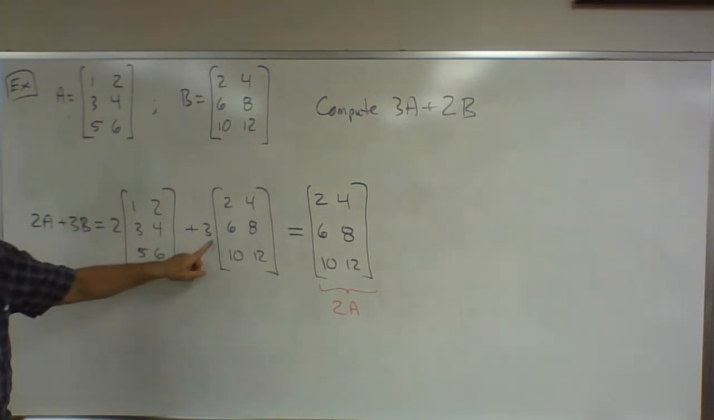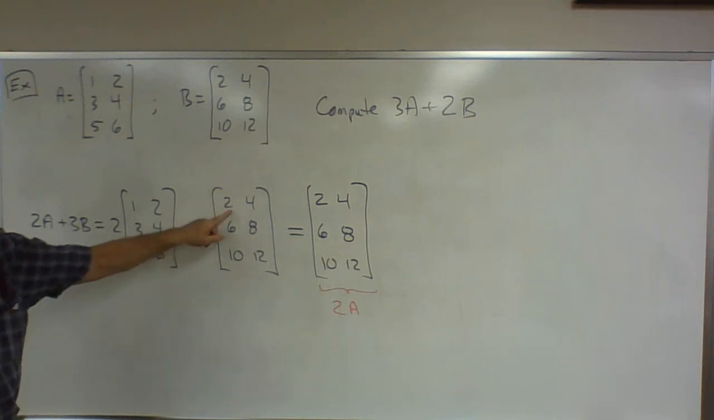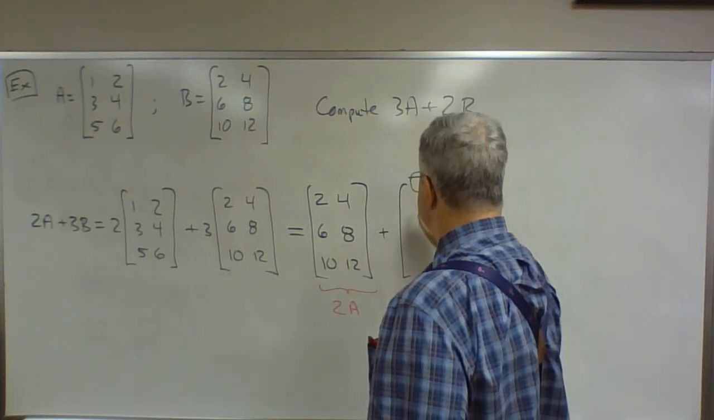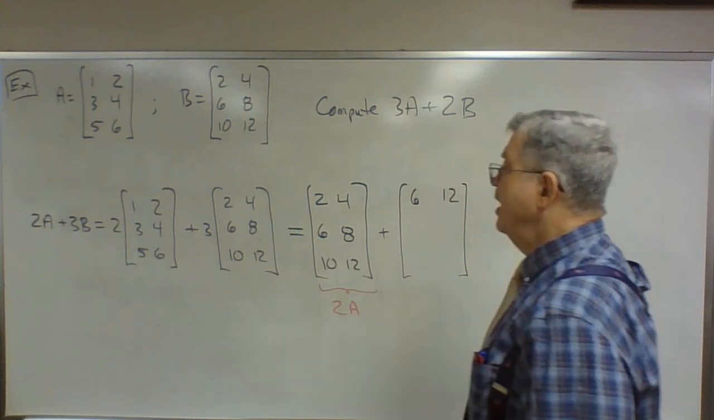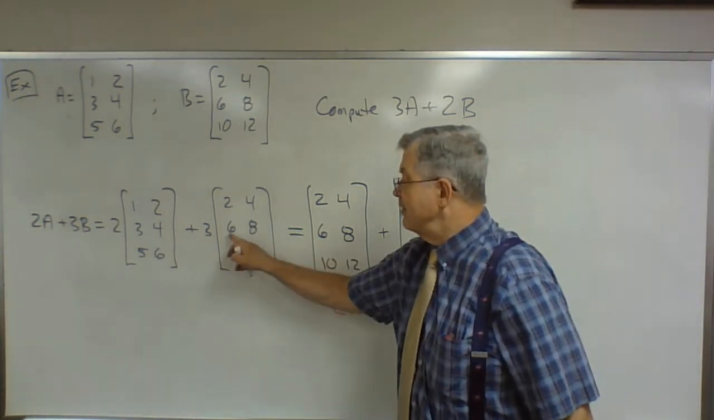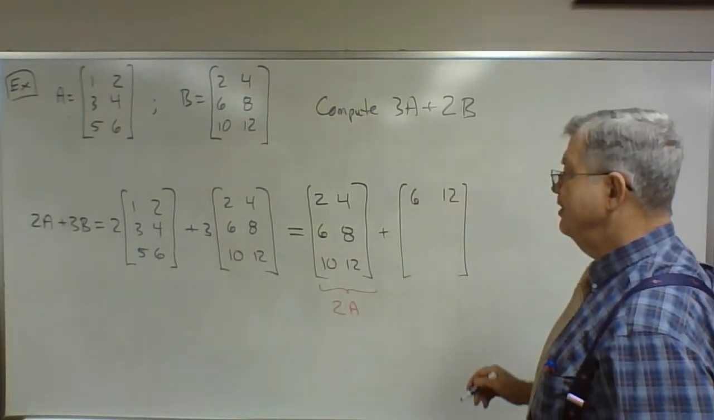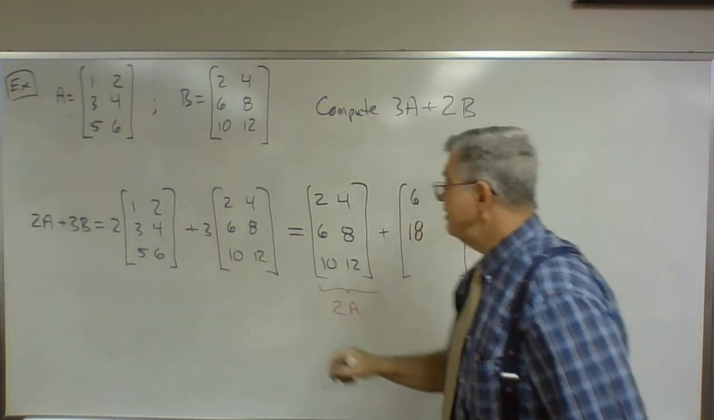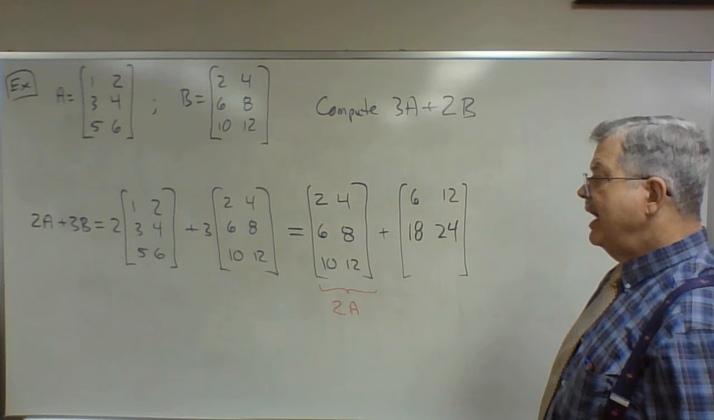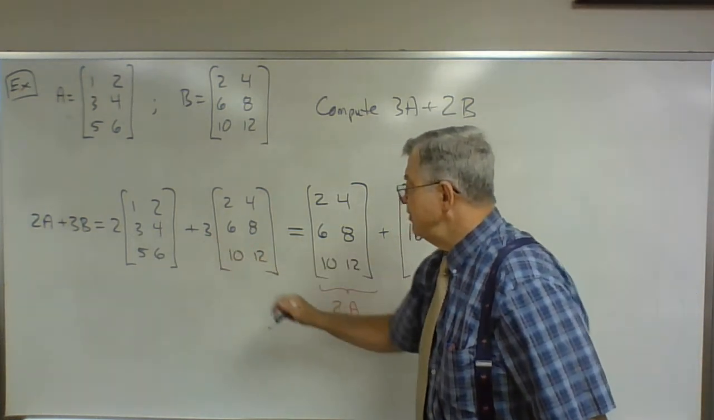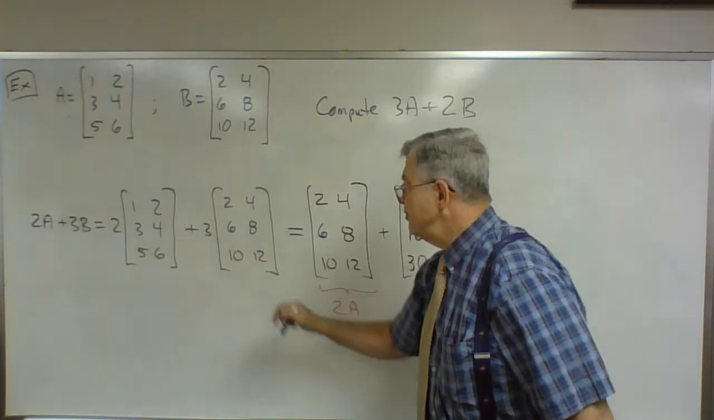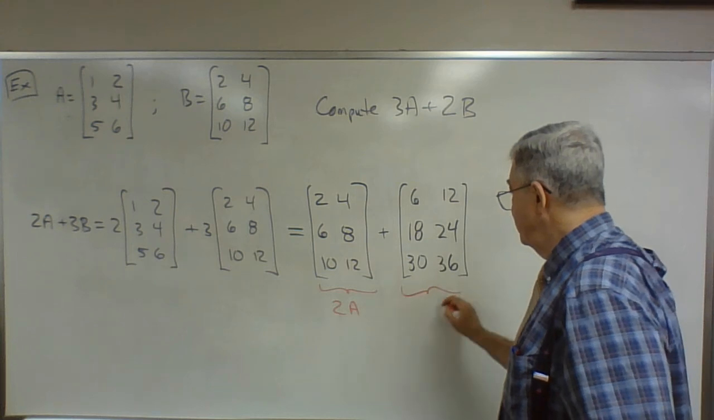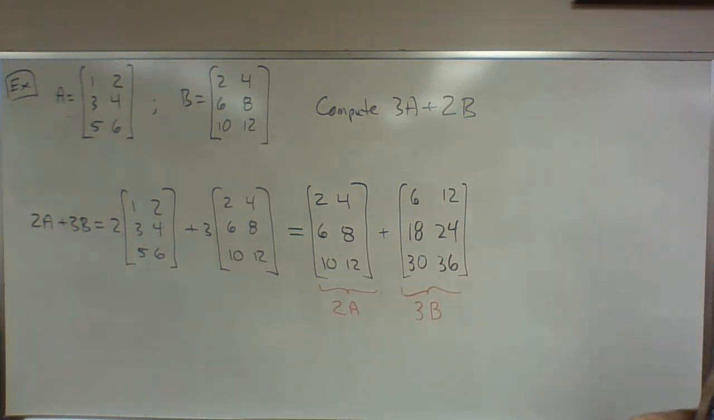Now let's go over here and do this son of a gun. 3 times the first row, 3 times 2, 3 times 4. So that's going to be 6 and 12. And then we have 3 times the second row, 3 times 6, 3 times 8. So that's going to be what? 18 and 24. 3 times 6 is 18. 3 times 8 is 24. And now we'll do 3 times the third row. 3 times 10, 30. 3 times 12, 36. Beautiful. That's 3B. Excellent.